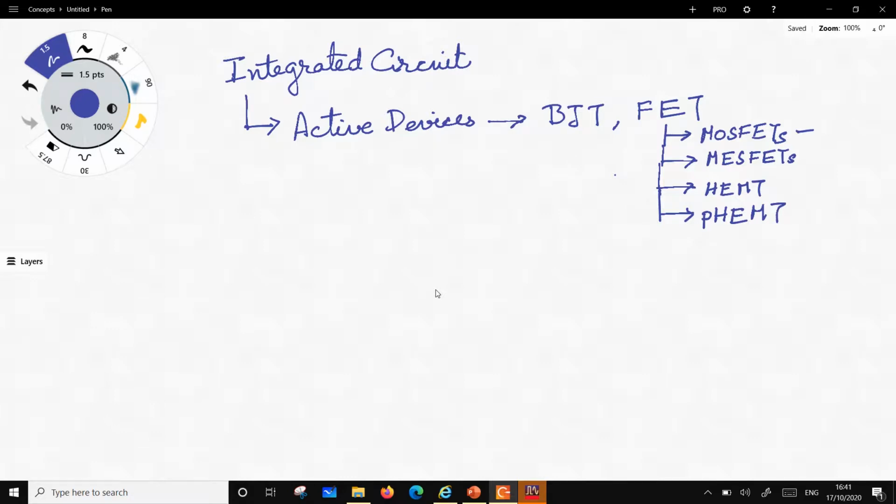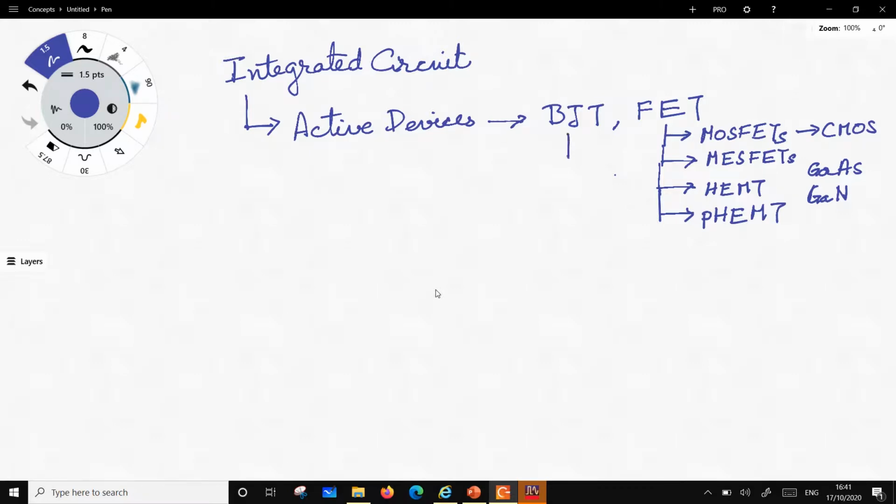This is mostly CMOS, and then the remaining can be gallium arsenide, or it can be gallium nitride. So as we go in developing, we will scale various transistors.